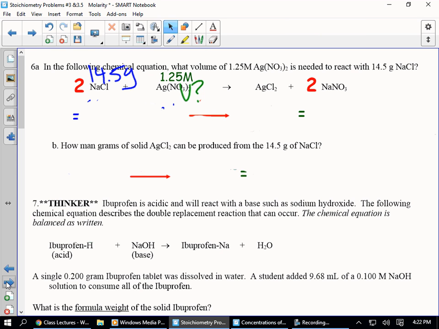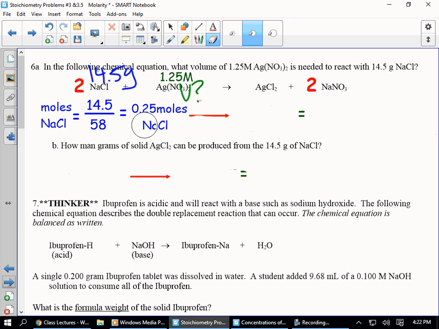Hopefully you got the hang of it now. As soon as you see a problem, you've got to take what you can and put it into moles. We can put NaCl into moles, so I'm going to take the 14.5 and divide it by Na and Cl, which is 58. When you do that, you're going to get 0.25 moles of NaCl.